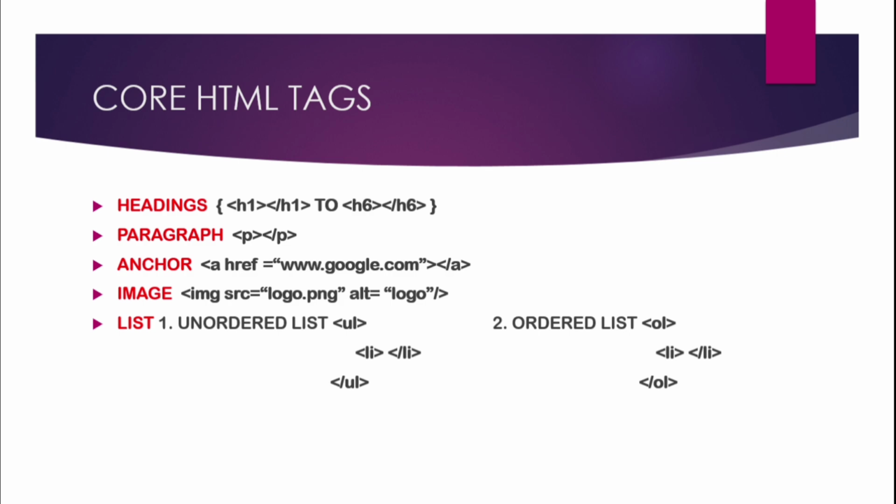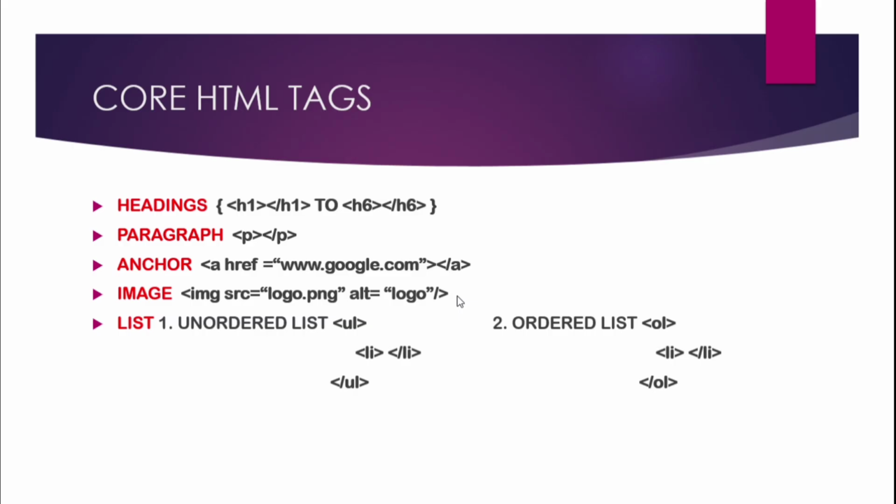Then we have the image tag, and you can see the image tag is a self-closing tag. The other tags like the anchor tag, paragraph tag or heading tag have both starting and ending tags. But the image tag is a self-closing tag. You can see we don't have a separate ending image tag here.